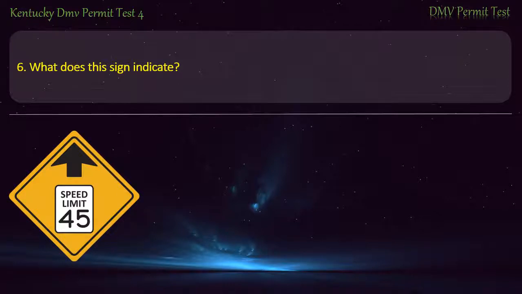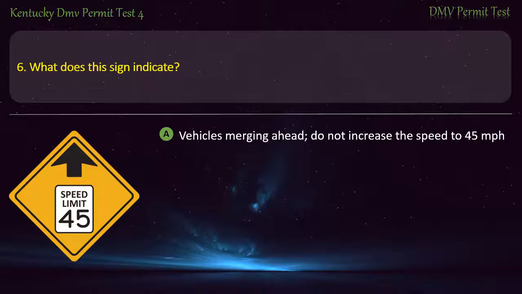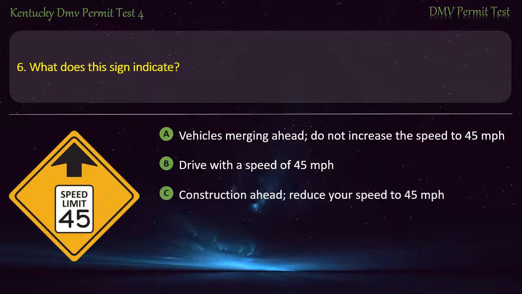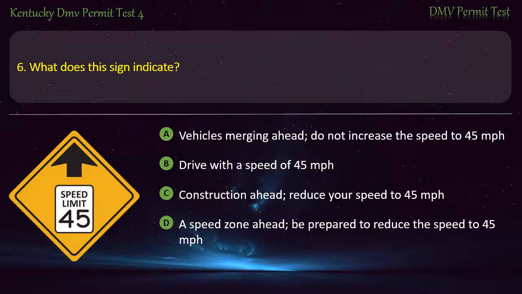Question 6. What does this sign indicate? Vehicles merging ahead, do not increase the speed to 45 miles per hour. Drive with a speed of 45 miles per hour. Construction ahead, reduce your speed to 45 miles per hour. A speed zone ahead, be prepared to reduce the speed to 45 miles per hour. Answer. A speed zone ahead, be prepared to reduce the speed to 45 miles per hour.